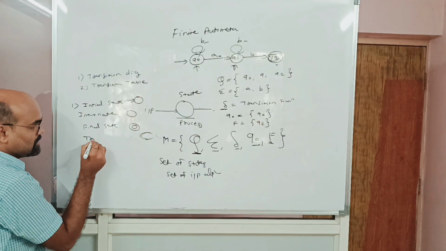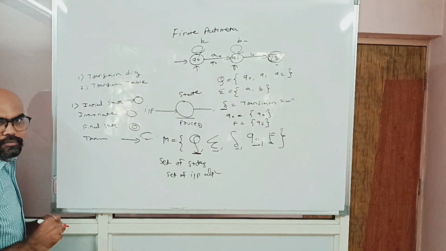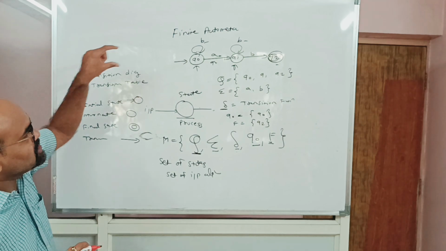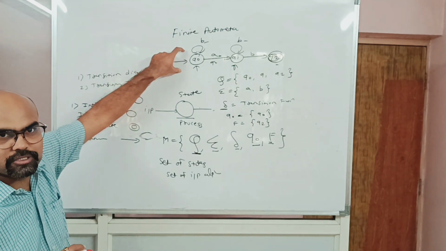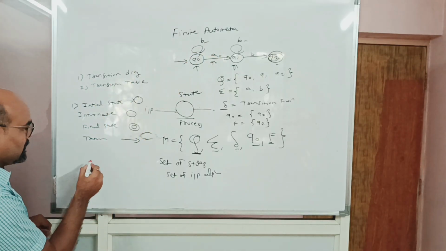And the fourth one is transition. Transition is represented by this arrow. So with these 4 components, the labeled graph we draw is known as a transition diagram. And the second one is a transition table.